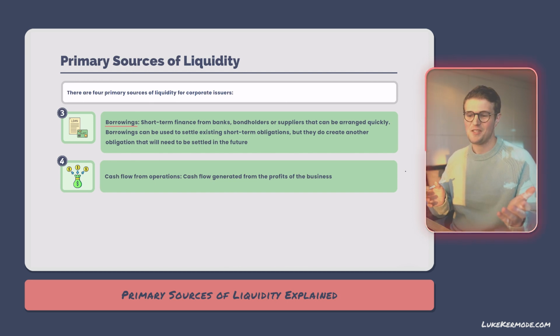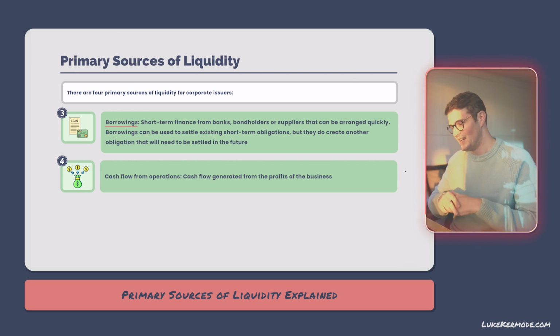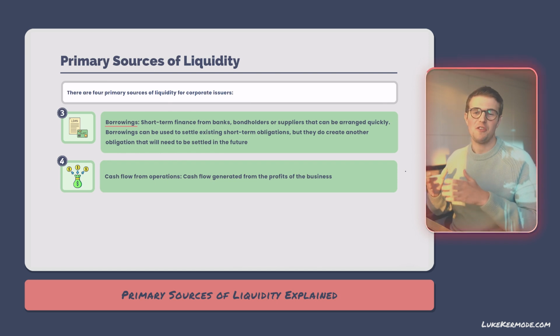You can settle and pay off your short-term needs using the loan, but then you're going to create another loan as well. And then finally, cash flow from operations. So this is the cash flow that the company generates through its core activities. So basically it's the profit that the company makes adjusted for depreciation and amortization and tax.